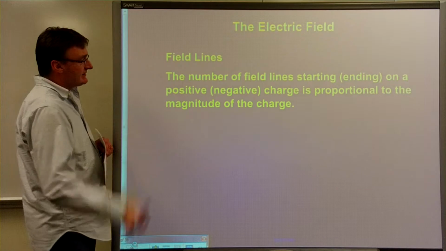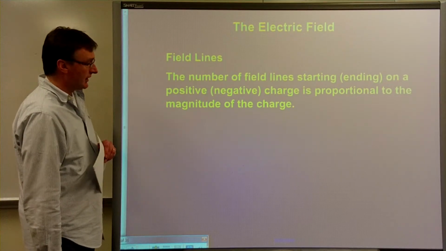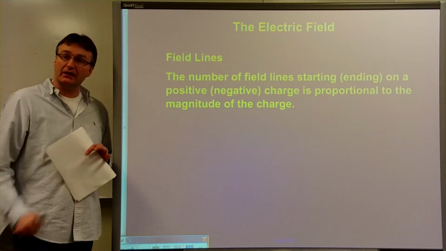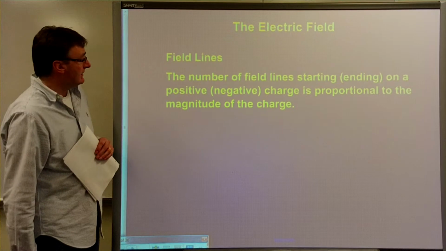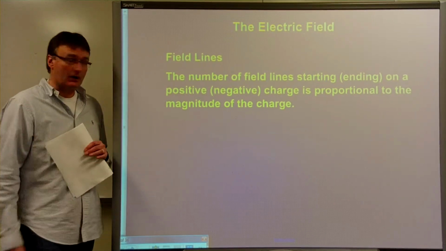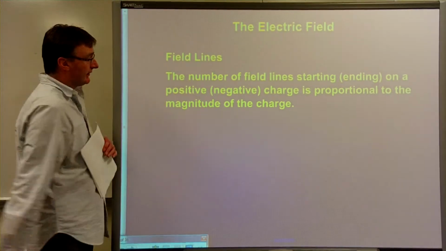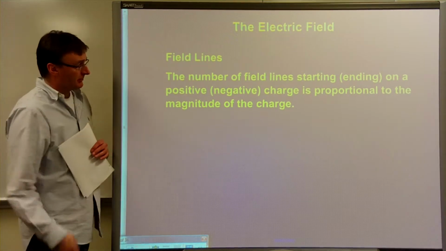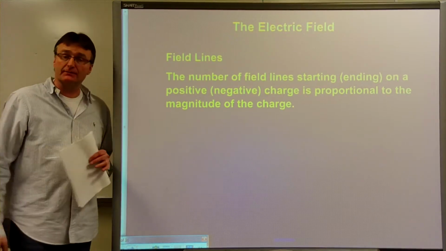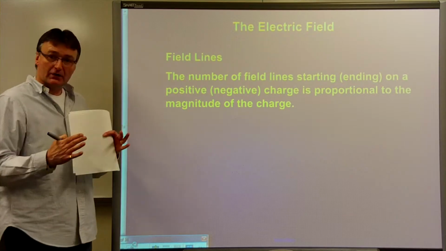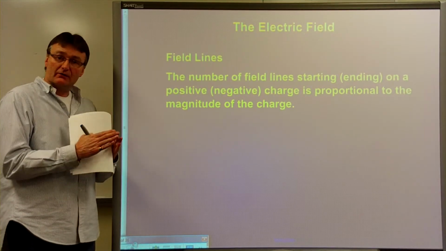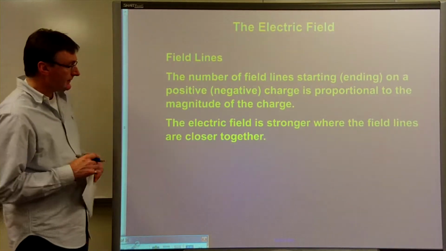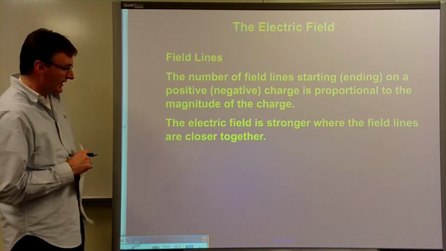So the number of field lines starting on a positive charge is proportional to the magnitude of the charge. As the field lines get closer together, the field is stronger. And similarly, the number of field lines ending on a negative charge is also proportional to the magnitude of the charge. So again, if field lines are closer together, it's a stronger electric field. If they're further apart, a weaker electric field. So the electric field is stronger where the field lines are closer together.